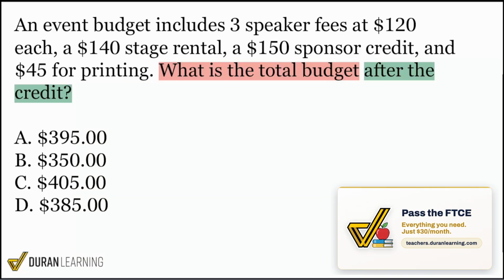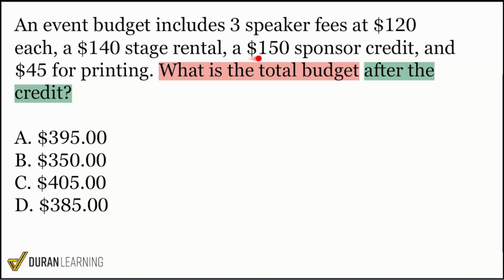So here we are. An event budget includes 3 speaker fees at $120 each, $140 stage rental, $150 sponsor credit, and $45 for printing. So it was a little sneaky there, right? A little sneaky, but there it is. There is that credit. Let me go ahead and highlight that. And then we also have everything else.